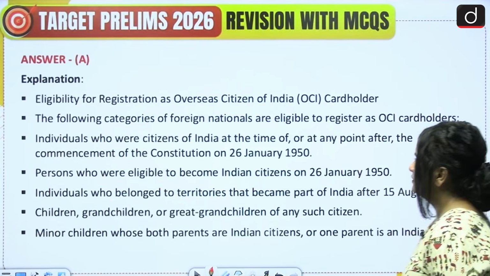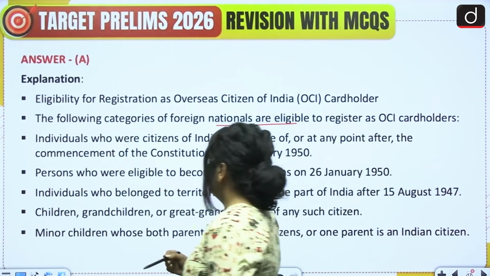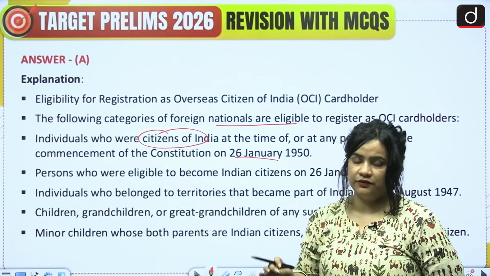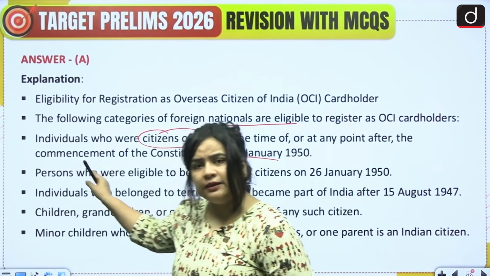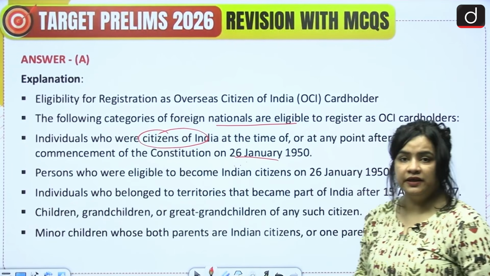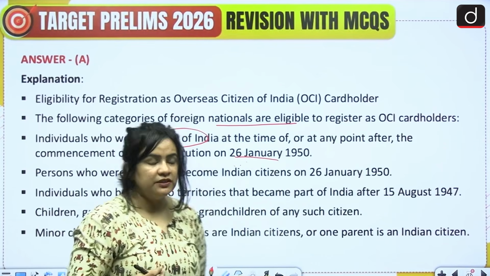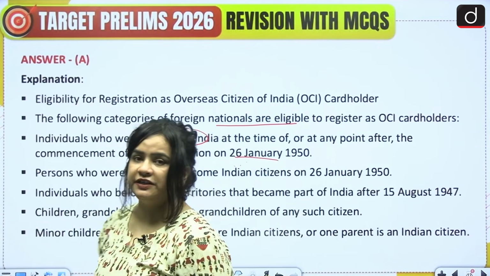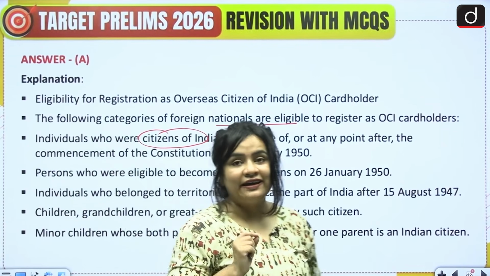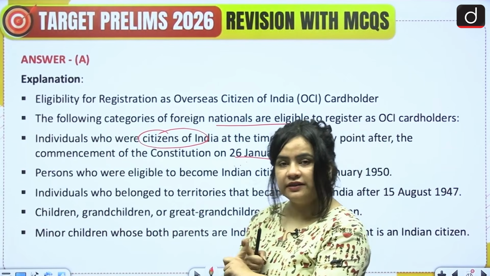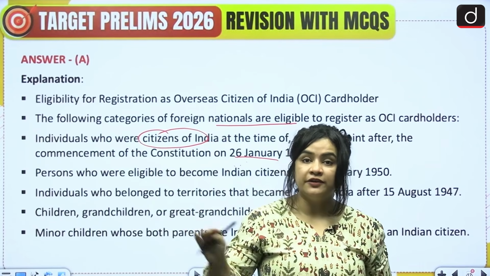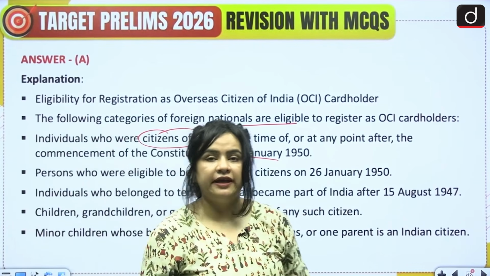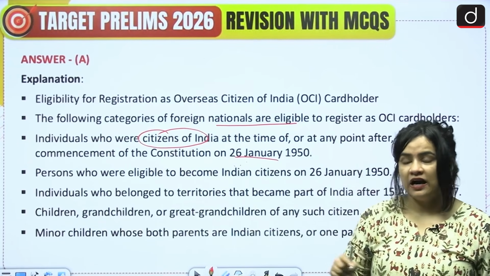If a foreign national was a citizen of India at the time of the commencement of the Constitution on 26 January 1950, or at any point after that, then that person is eligible. Also, any person who was eligible to be a citizen of India on 26 January 1950 is eligible to be an OCI card holder. Meaning, if you were already a citizen on 26 January 1950 or at any point after that, or if you were eligible to be a citizen on that date, in both cases you are eligible to be an OCI card holder.